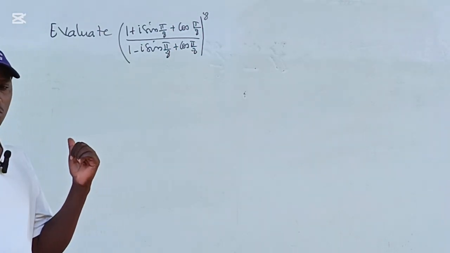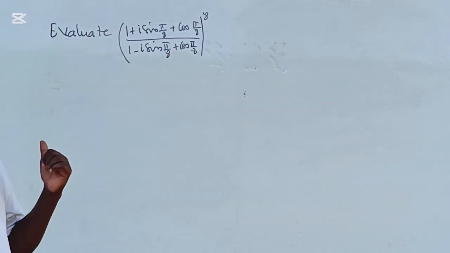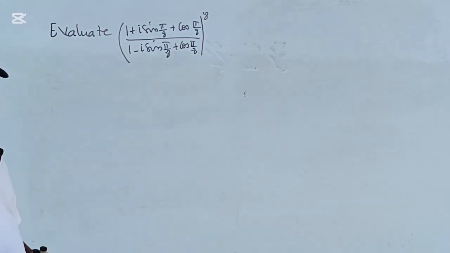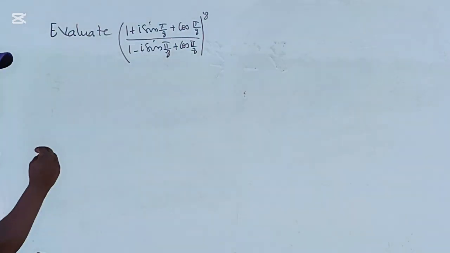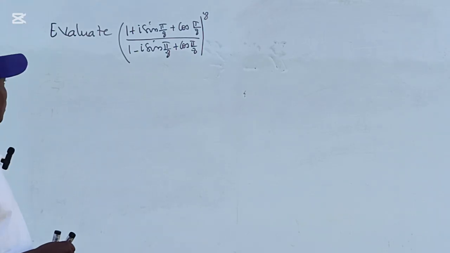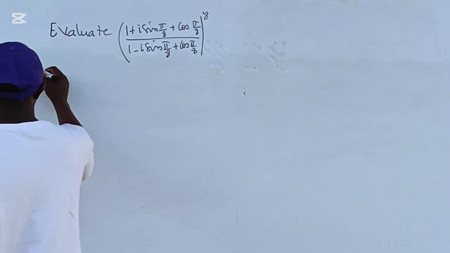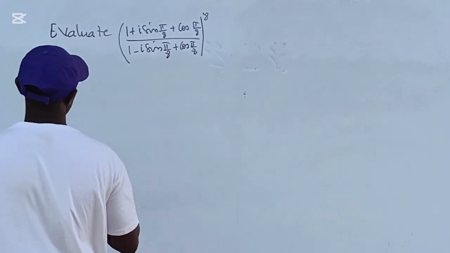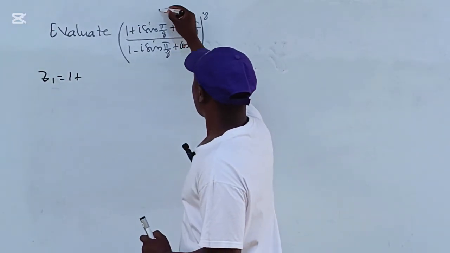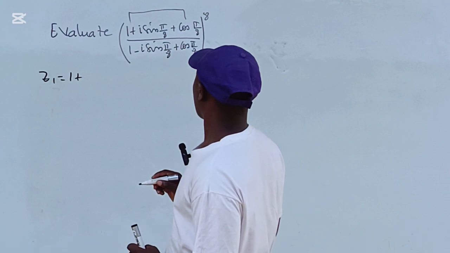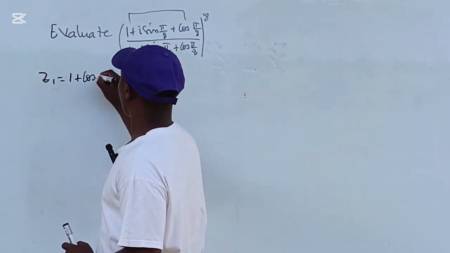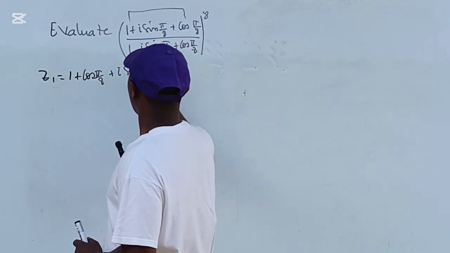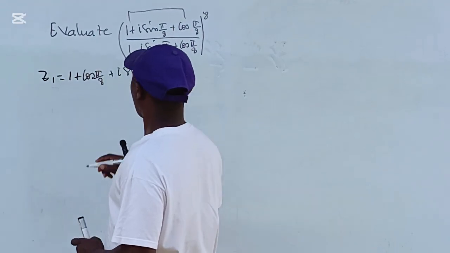Now we have a question to evaluate. Okay, we need to evaluate the value of this expression. Let's do it together till the end. Let's assume z1 to be this: 1 plus cosine pi over 8 plus i times sine pi over 8, because this and this form one part.